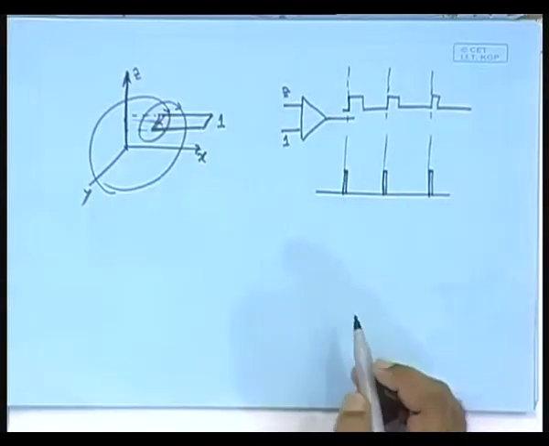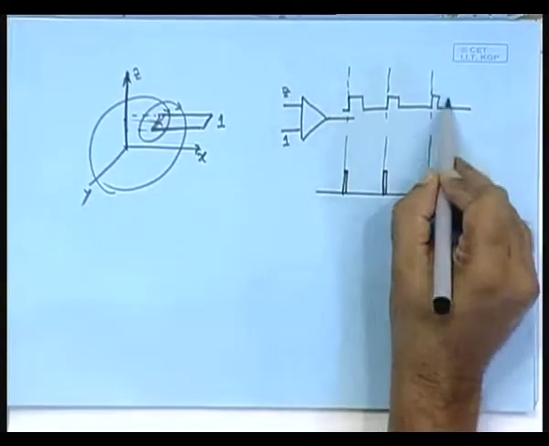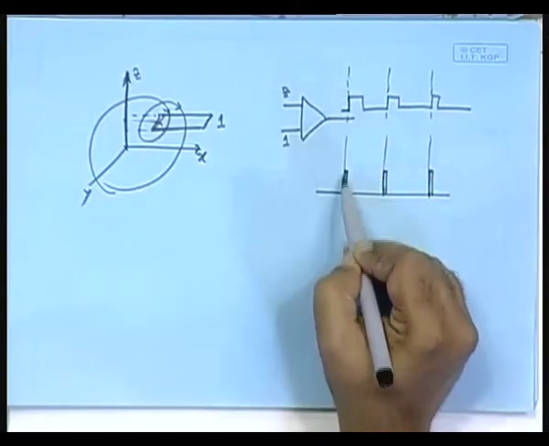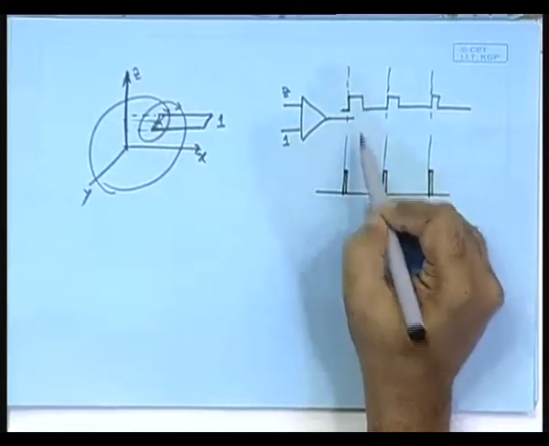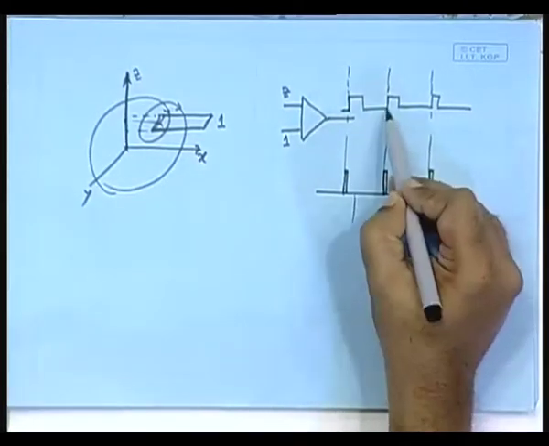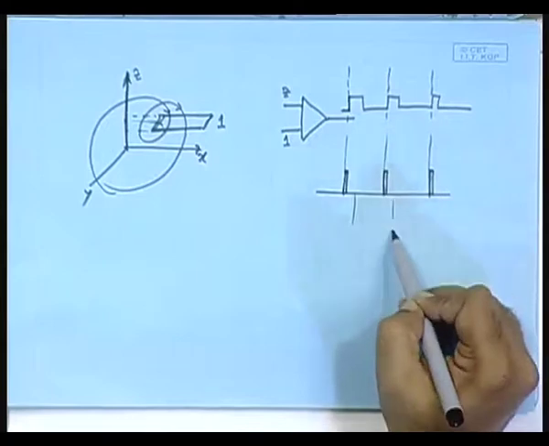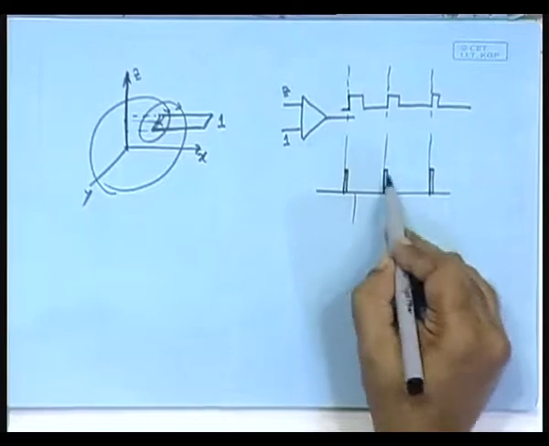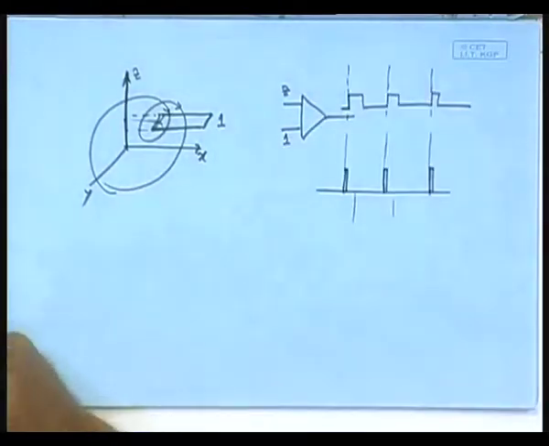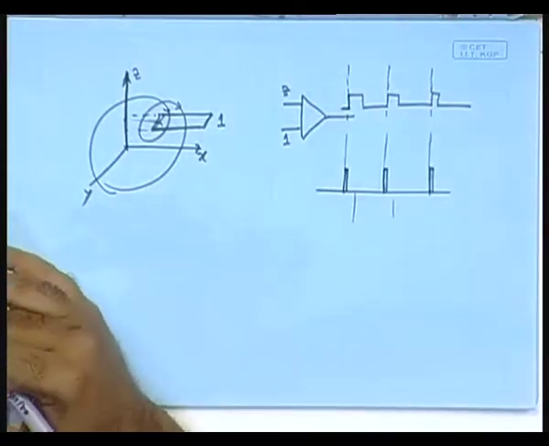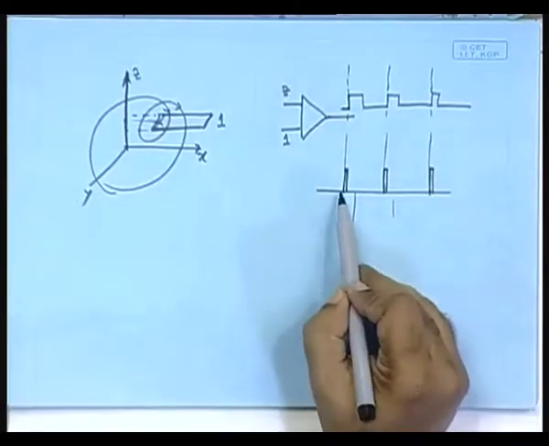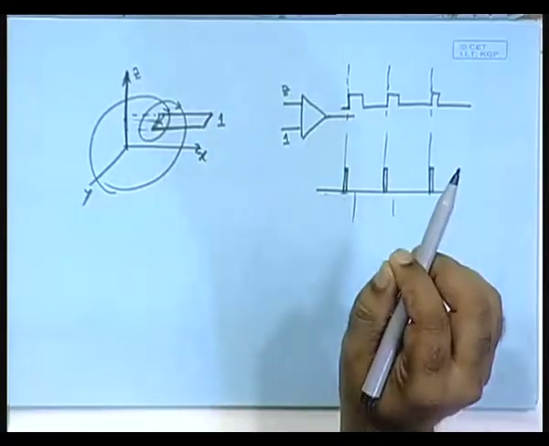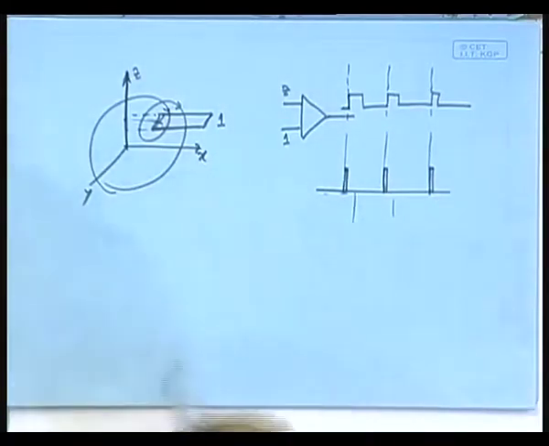It is rather simple. All you need to do is to put a differentiator. If you put a differentiator, at this point it will give a positive spike, at this point a negative spike, and so on. Put a diode, eliminate the negative spikes, and you get only the positive spikes at the points where you want to observe it. So, you have a sequence of impulses at the points where you want to observe it.